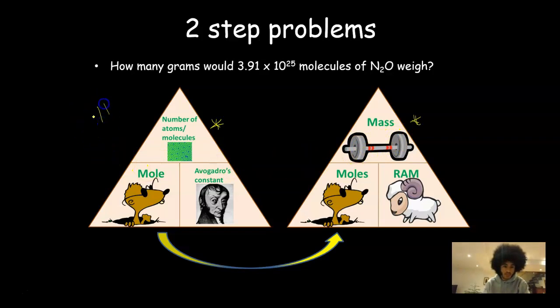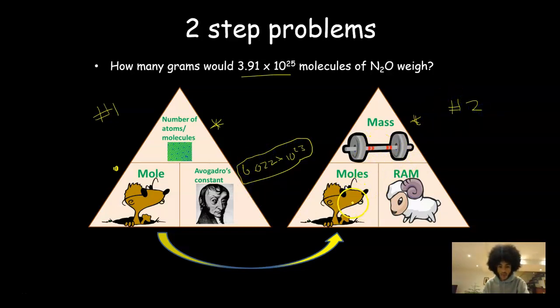Step number 1, you have to work out the moles by using the number of atoms or molecules which you're given and Avogadro's number, which is 6.022 times 10 to the 23. Remember, that's a constant which you'll always get. And then for the second step, you have to work out the mass using the moles which you calculated from the previous step, and you have to use the MR, or the RAM, which you can get because it's basically the MR of N2O. So it's a tricky problem, but more than solvable as long as you take those relevant steps. So let's have a go at this.